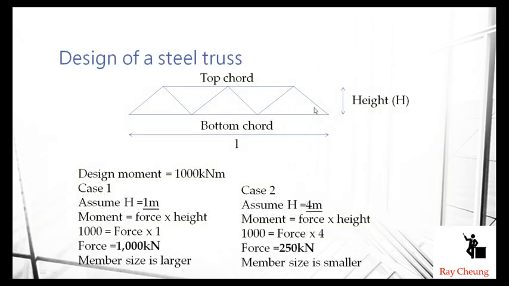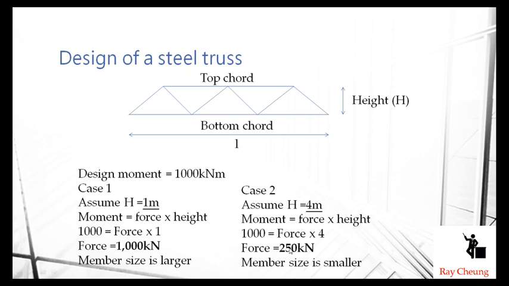And normally, for the truss, if the height is higher, this means the reaction force for the top chord or the bottom chord will be lower. This is a simple example. For example, we have a fixed moment, assumed to be 1000. If the height of the truss is only 1 meter, that means the bottom chord needs to take 1000 kN. In another case, if we have a truss with 4 meters, you can see the resultant force is only 250.